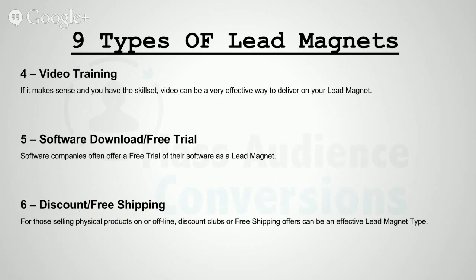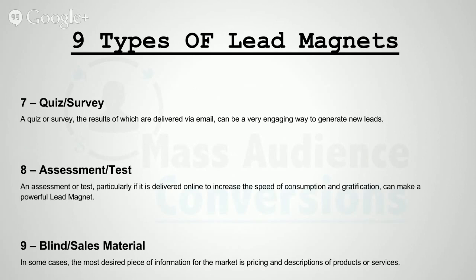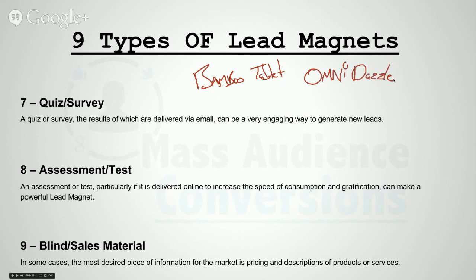Control C, that's what it is. And if you're wondering how I'm doing the doodling on the screen, because this is really a powerful thing to do, it's a bamboo tablet that you can purchase online. And then I'm using a free tool for Mac called OmniDazzle, and that allows me to draw on this tablet.